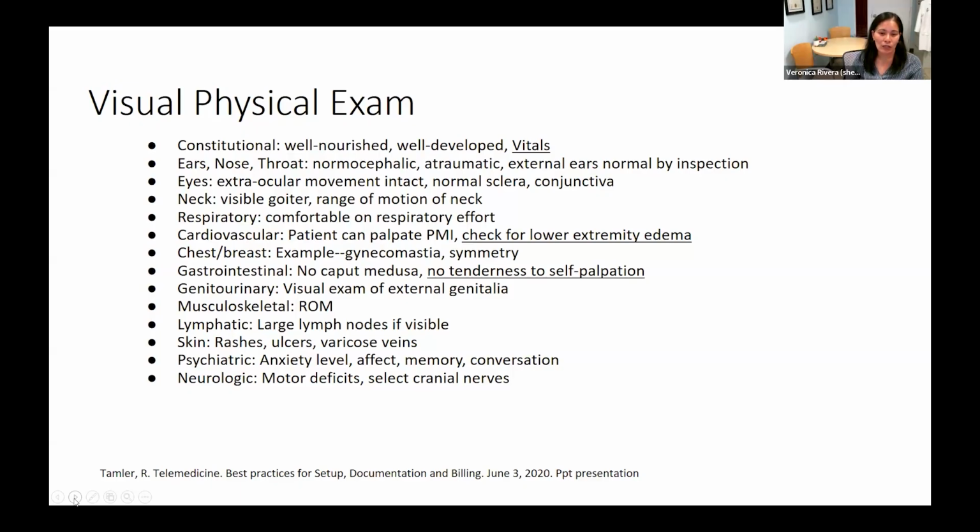Skin rashes, ulcers, etc. can sometimes be challenging if you don't have good connectivity or visual field on the video, but that is definitely something that can be helpful on video exam. And then psych and neuro exam as well in terms of their mood, affect, and then also looking for some motor deficits, certain cranial nerves you might be able to do on physical exam.